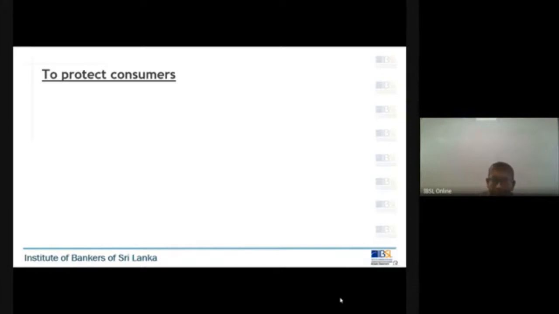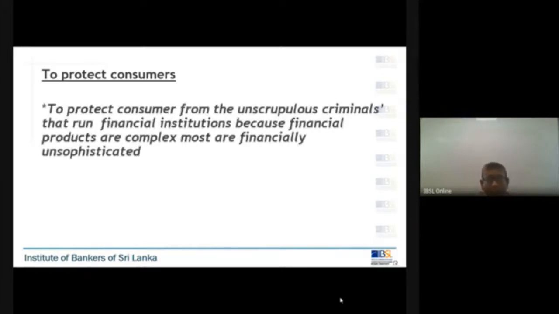right? If you really look at it, now why do we need to protect consumers? You know, there may be some people who run financial institutions who can cheat you, because financial products are so complex and most of the customers are not so thorough with financial instruments. They are not so financially sophisticated, right? So therefore, we need to protect consumers. Now, why? Because, as I explained to you, the financial products are very technical in nature.